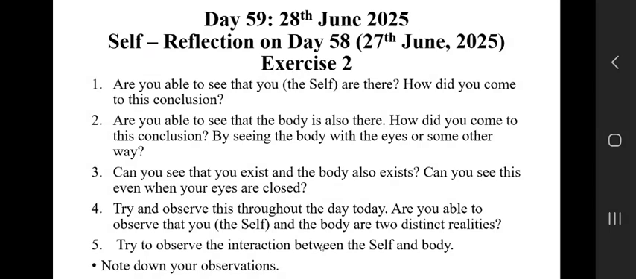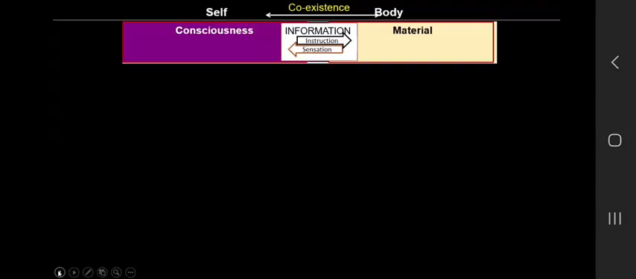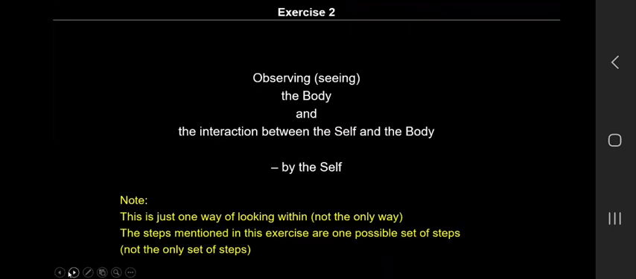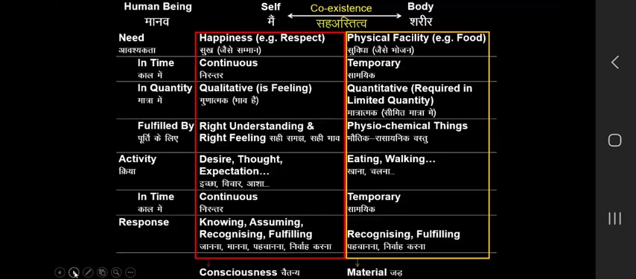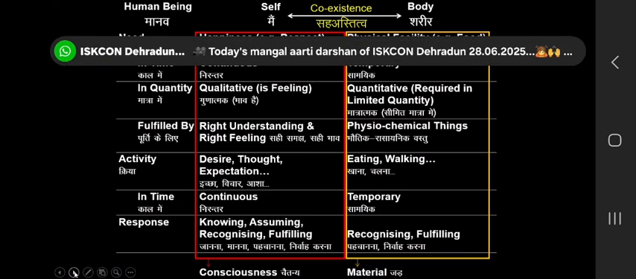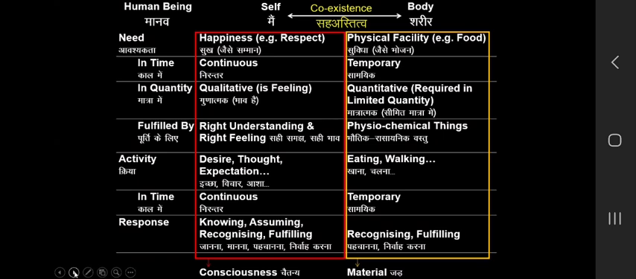Observing the body and also the interaction between the self and the body by the self. So in exercise 1, we observe the self. Now, along with observing the self, we are also observing the body and the interaction between the self and the body. So we discussed a little bit about these two distinct entities, the self and the body, how they have different needs, different fulfillment of the needs, differing activities, and differing responses.